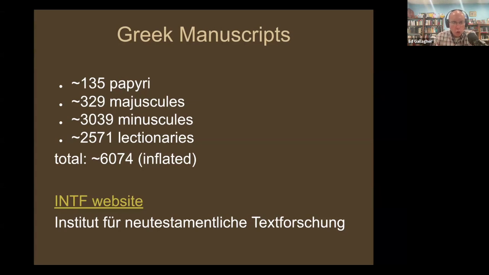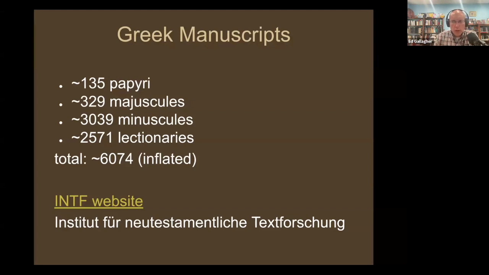The category called majuscules is going to be then written on animal skin, that is parchment or vellum. And so that category is according to the style of handwriting. Again, in a lot of cases, they're not going to be quite as early as the papyri, although there's a lot of overlap. But in most cases, they are going to be earlier than the minuscules, although there is also some overlap there. All right, and then the third category is minuscules.